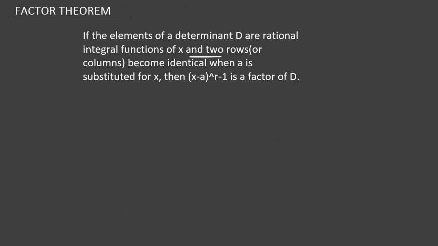Integral powers of x: if two rows or columns become identical when a is substituted for x, then (x minus a) to the power r minus 1 is a factor of D.